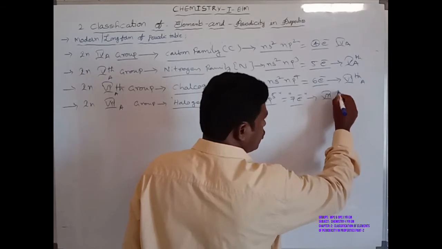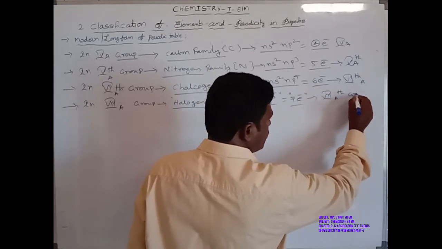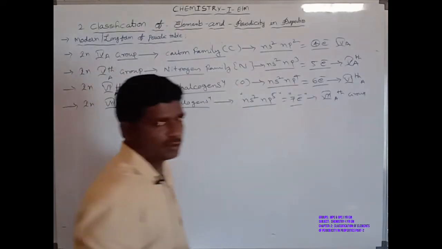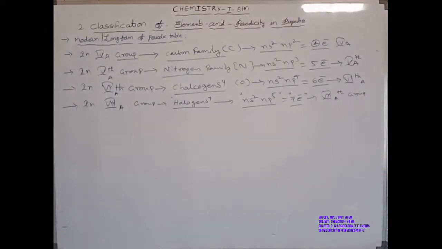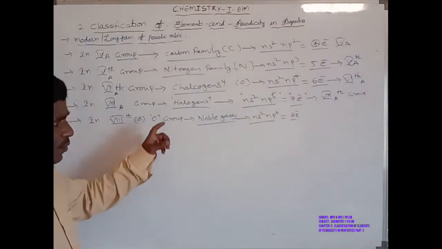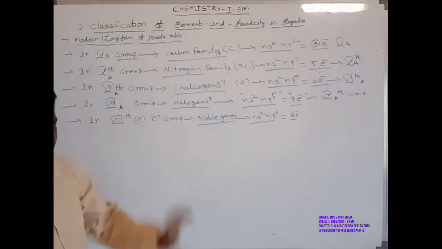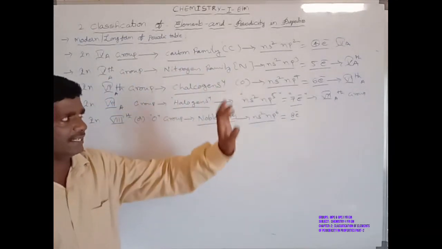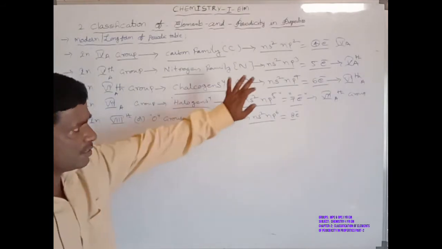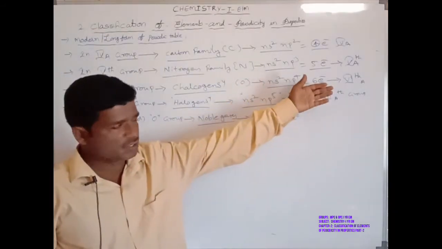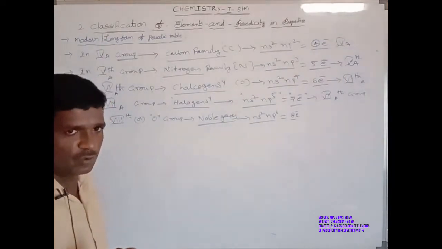7th A group elements are halogens. In the modern periodic table, the 6th A group elements are also called chalcogens or the oxygen family. Electron configuration: ns2np4. The outermost shell consists of only 6 electrons, so it is also called the 6th A group elements.